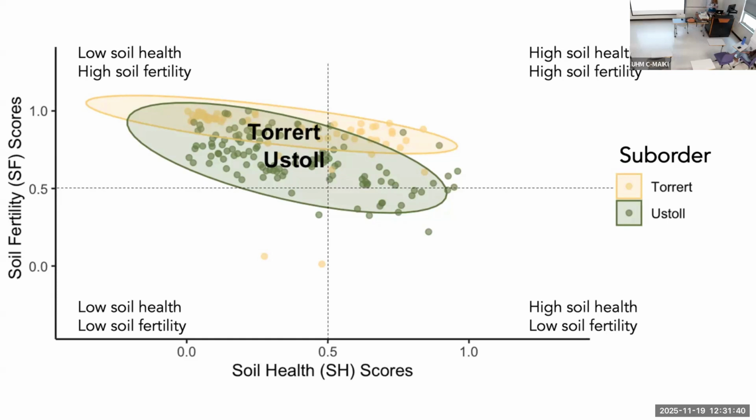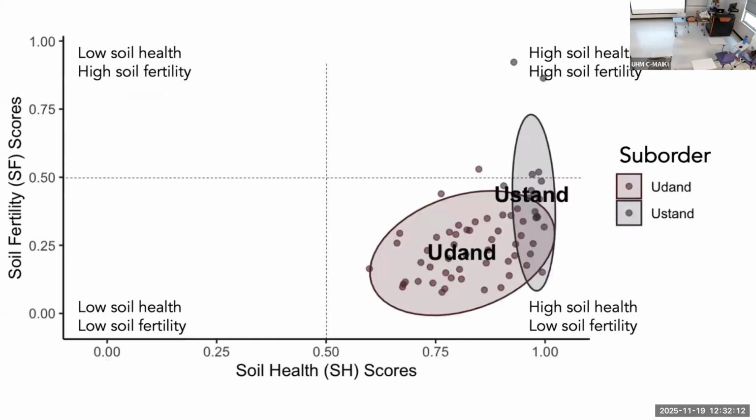And so here are our examples of vertisols and ustolls, which are mollisols, where we see a lot of samples falling in this first quadrant. So we have high soil fertility, but low soil health. These are pretty productive soils. Doesn't mean we can't improve them. I just showed you an example of how we increased soil health at that green onion farm in the mollisol. But in general, we see them in this upper left quadrant.